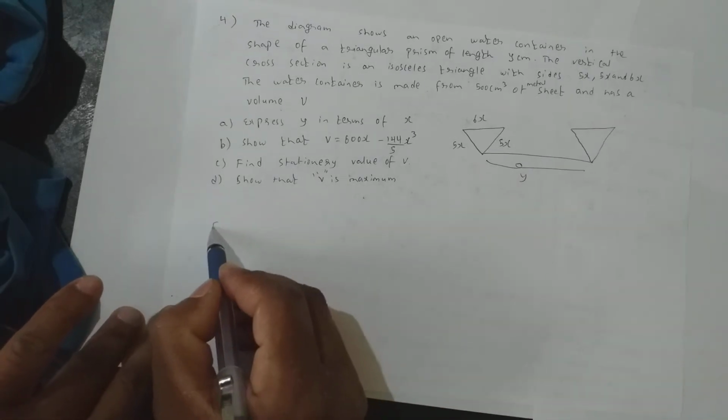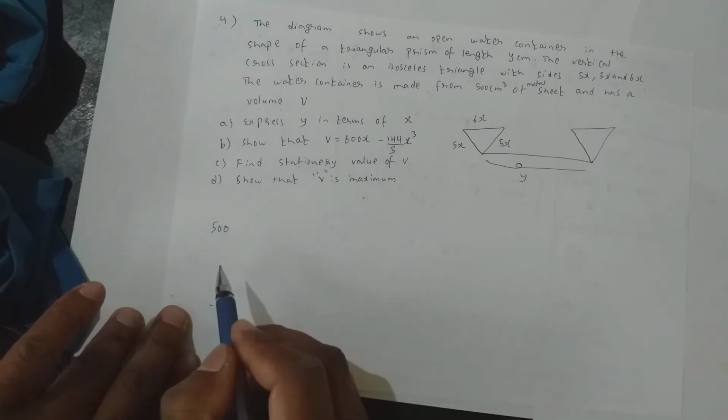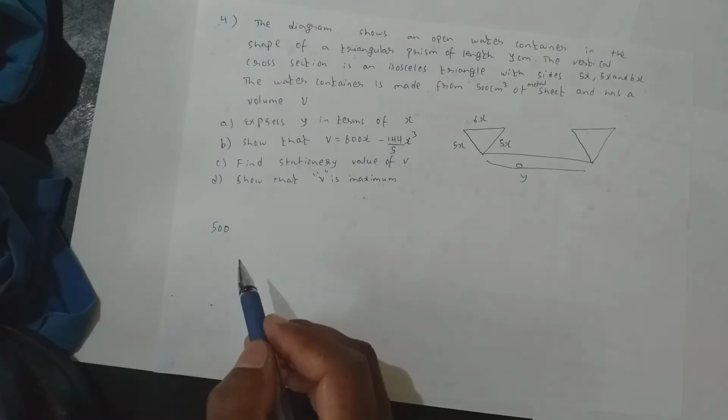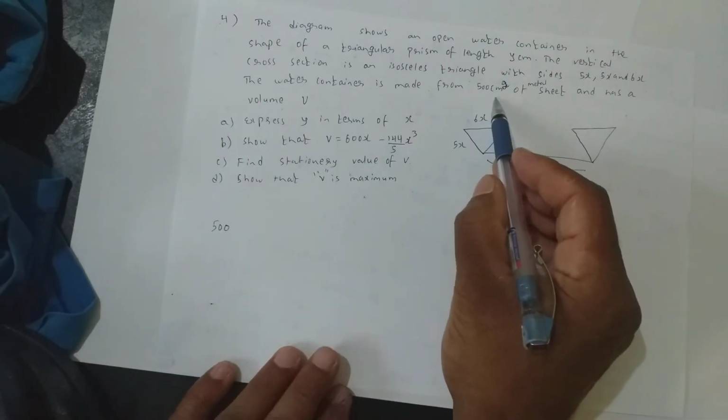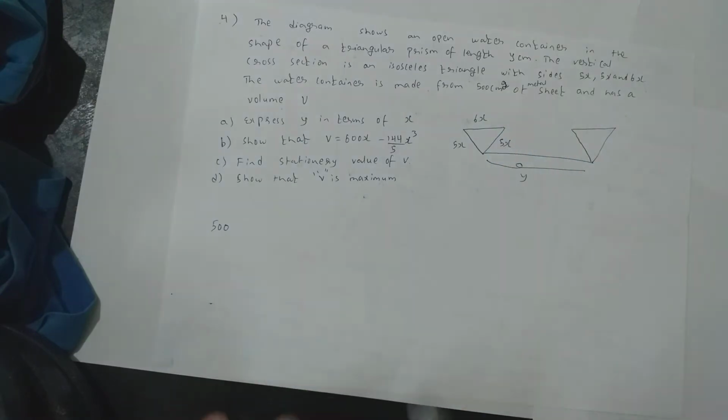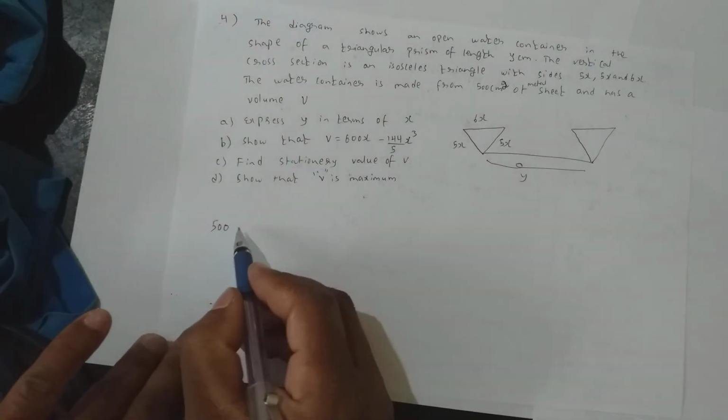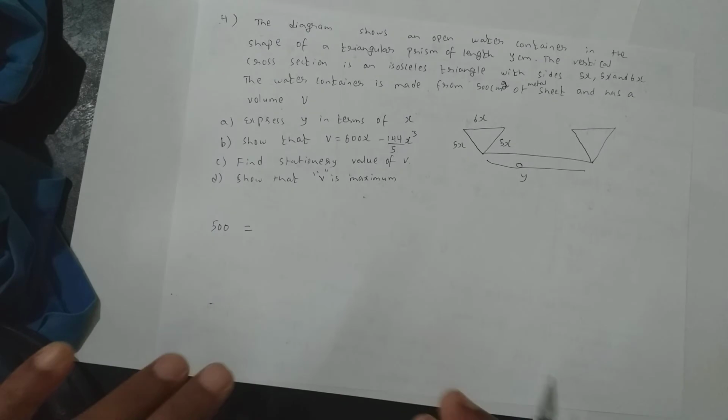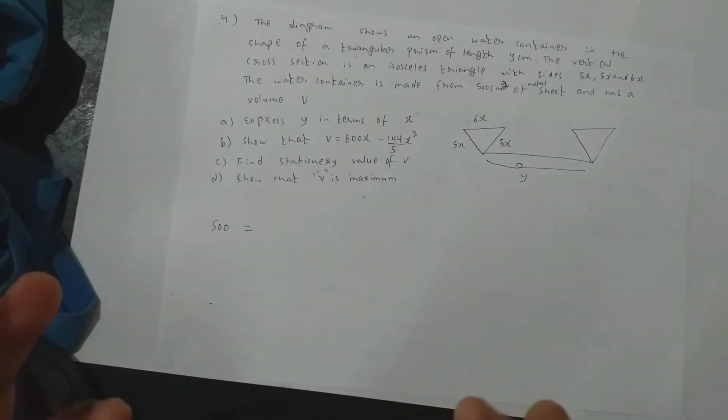Perimeter is nothing but, in this case, that 500 centimeter cube. Sorry, it has to be 500 centimeter square. So a metal sheet of 500 centimeter square is used. So that 500 centimeter square will be the area of everything making that container.